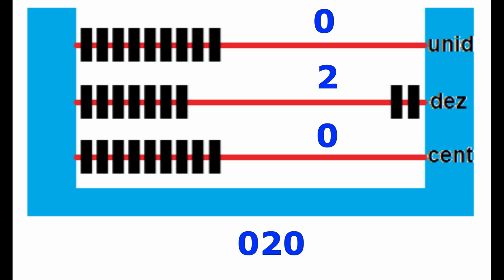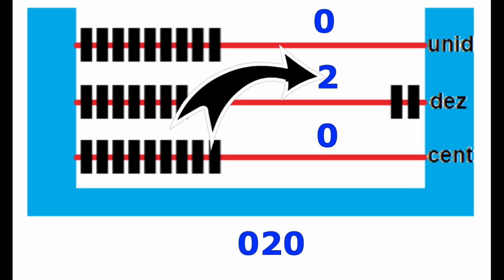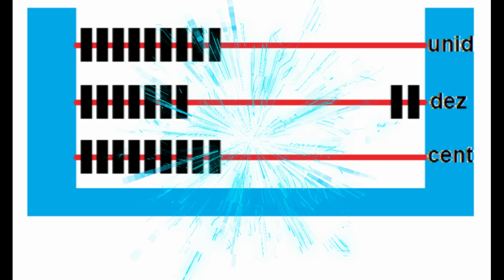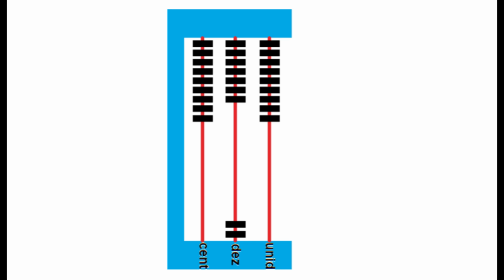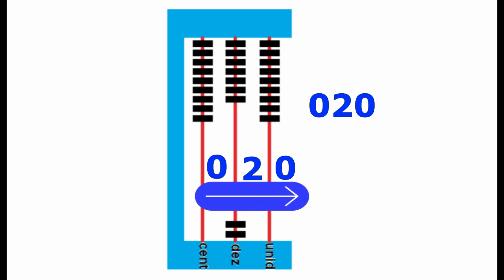The result, the number 20. Now, for simplicity, I shall tilt the abacus 90 degrees. Like this. This adjustment makes it easier to visualize the numbers. In this new orientation, the number 20 appears as follows.